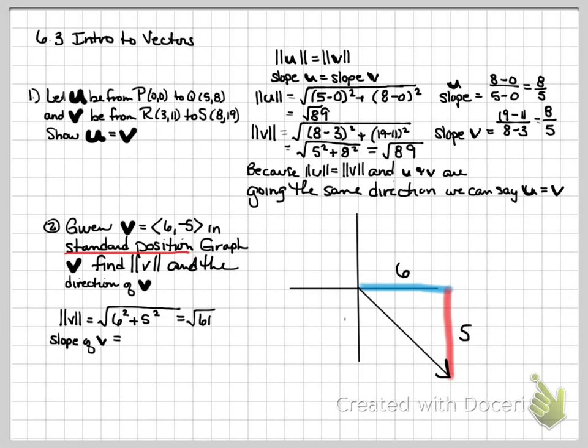And that would be then, it's going down, it's -5 over 6. Alright, that's example 2. Let's keep moving.